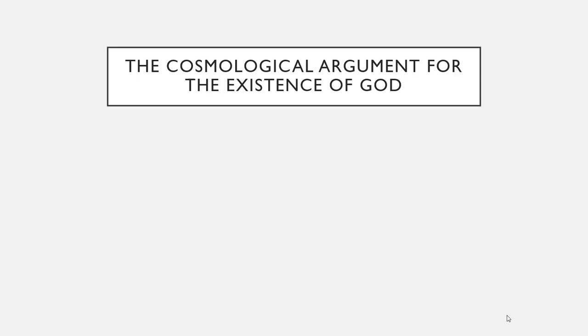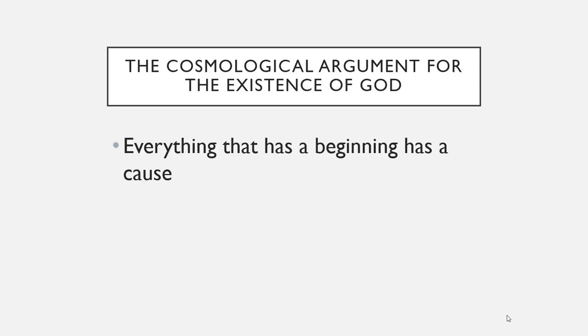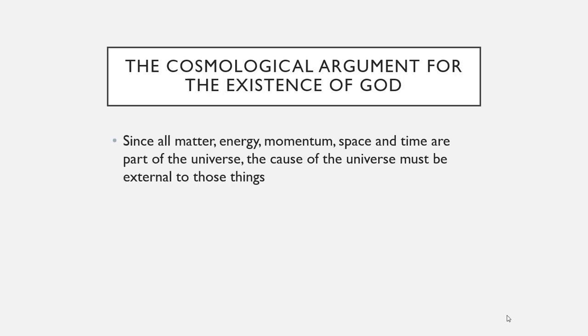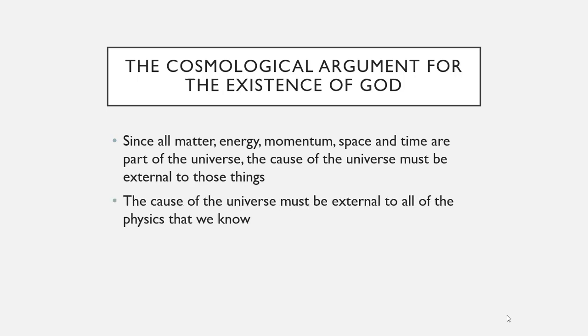The cosmological argument for the existence of God goes like this. Everything that has a beginning has a cause. The universe has a beginning, so the universe has a cause. What is it? Well, since all matter, energy, momentum, space, and time are part of the universe, the cause for this universe must be something external to those things. That means the cause of the universe must be external to all of the physics that we know.